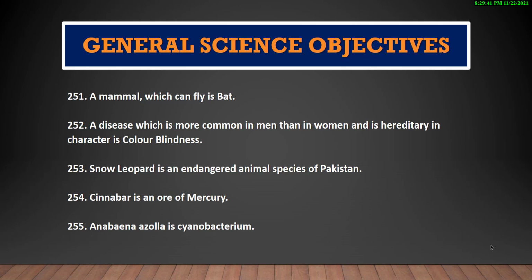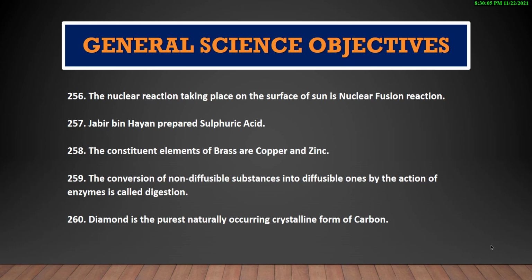Anabaena azolla is cyanobacterium. The nuclear reaction taking place on the surface of the sun is nuclear fusion reaction. Jabir bin Hayyan prepared sulfuric acid. The constituent elements of brass are copper and zinc.